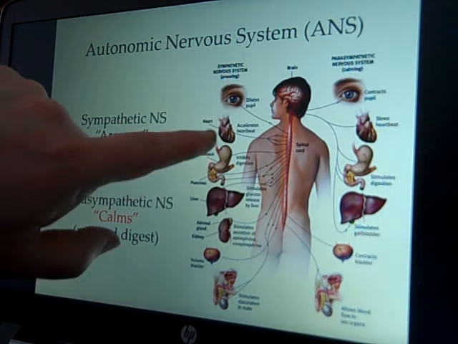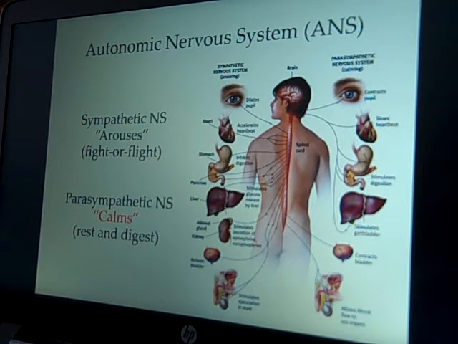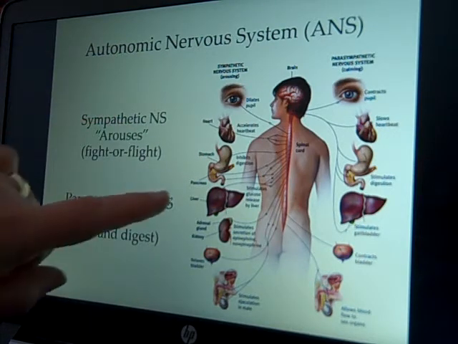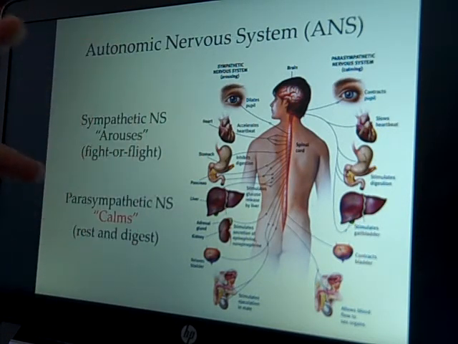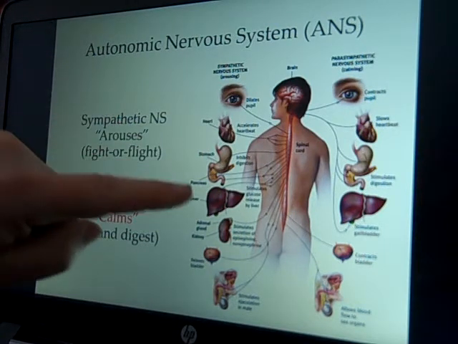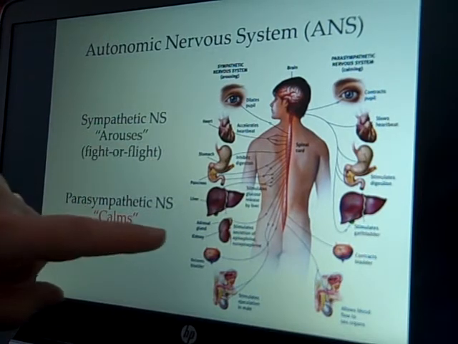It diverts energy from digesting its food. It figures that it can do that later once the danger has passed. The liver is going to release sugars into the bloodstream for obvious reasons. You may need a blast of ATP. You may need that sugar to get out of this situation.